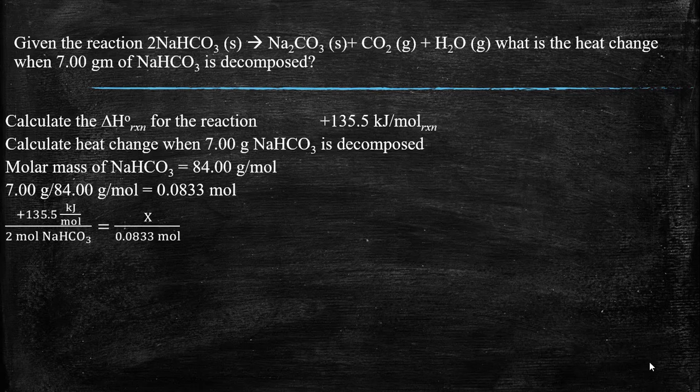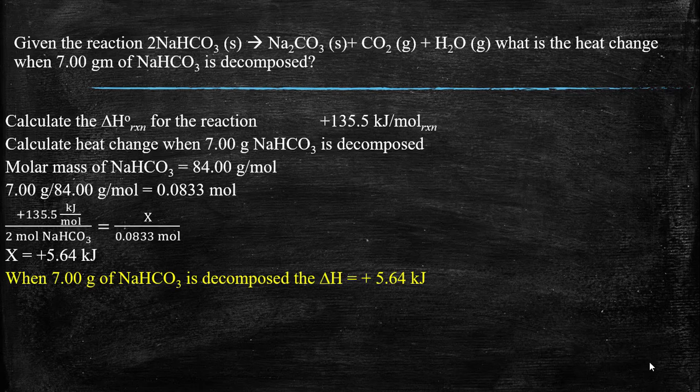Set up your stoichiometric ratio. 135.5 kilojoules per mole is to 2 moles of sodium hydrogen carbonate, as X is to 0.0833 moles. When you solve, you get X is positive 5.64 kilojoules. So when 7 grams of sodium hydrogen carbonate is decomposed, the delta H will be positive 5.64 kilojoules.